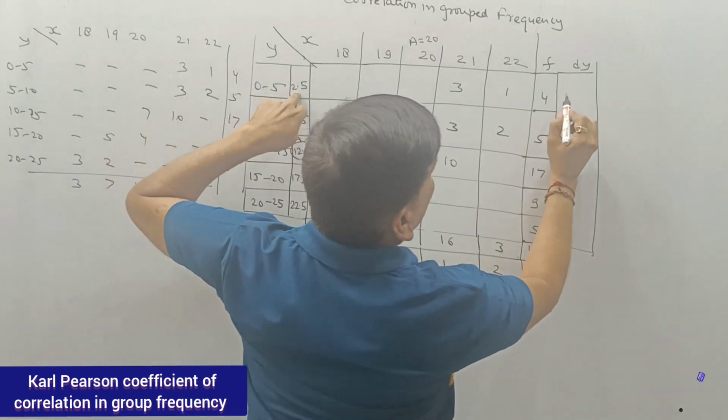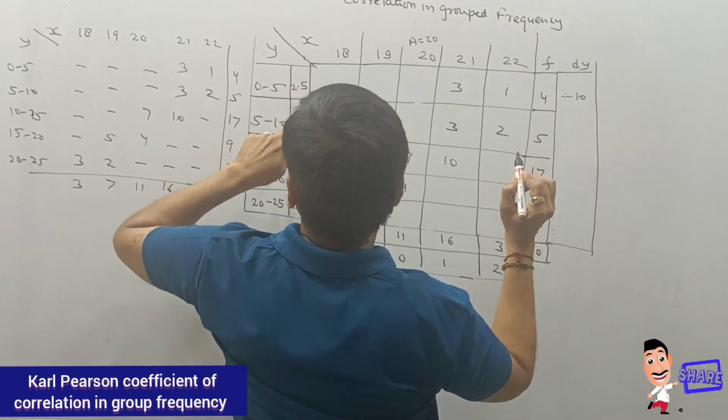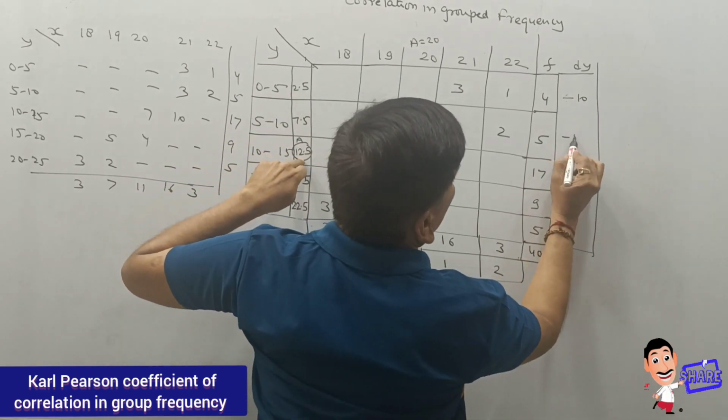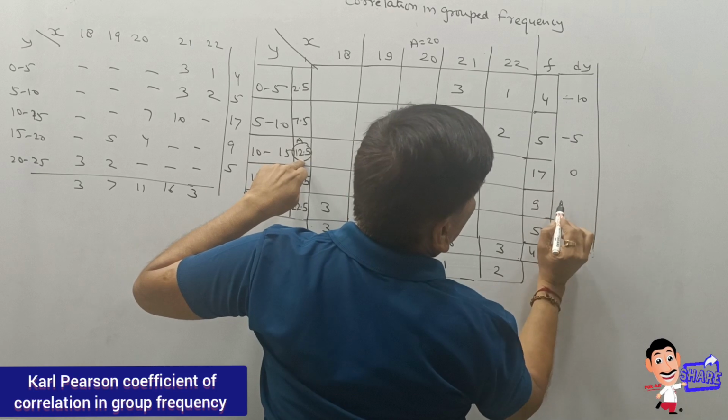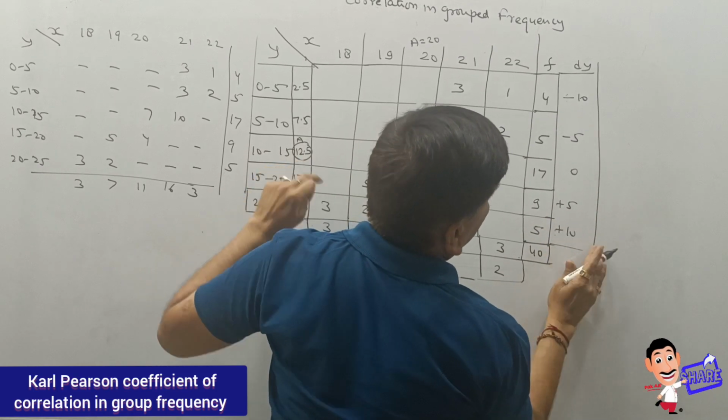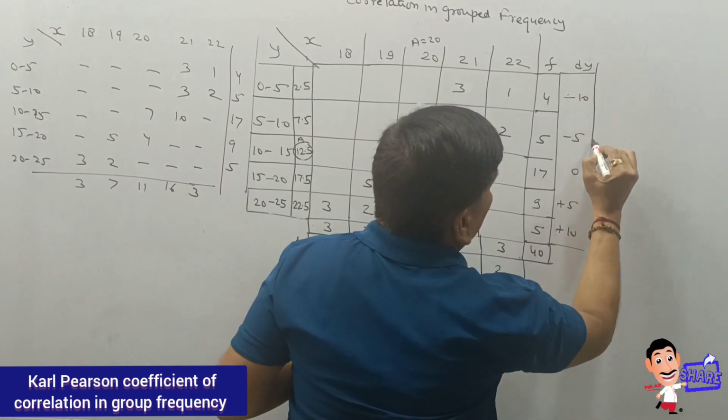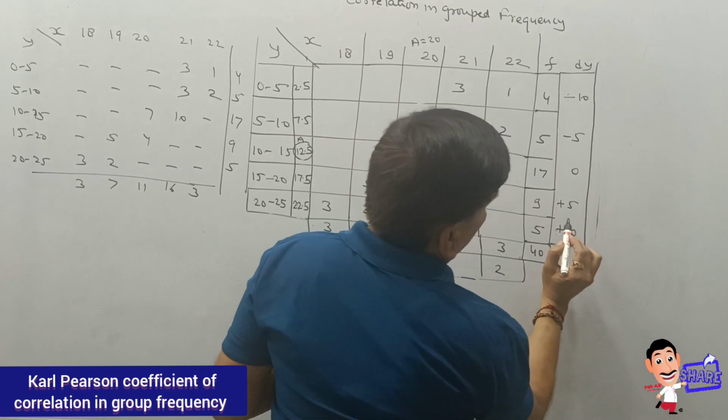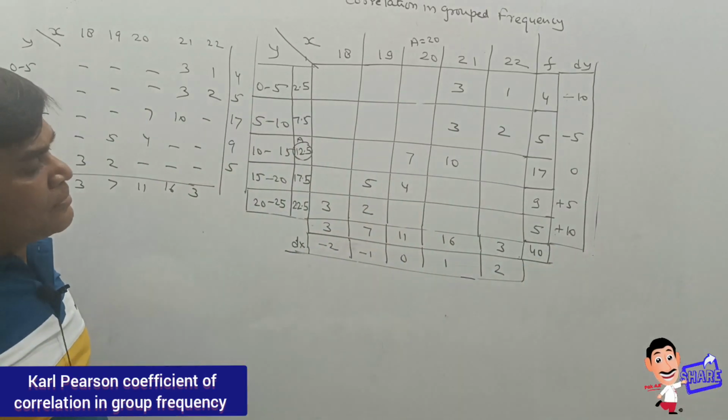2.5 minus 12.5, that is minus 10. 7.5 minus 12.5, that is minus 5. 0 and plus 5 and plus 10. So we have calculated the value of this also.